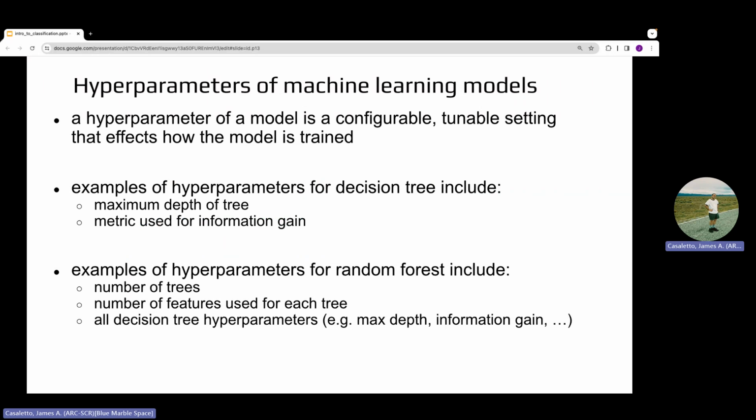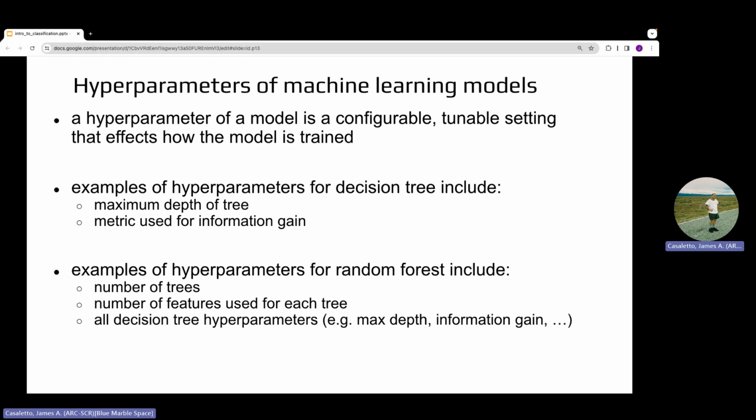A hyperparameter of a model is a configurable parameter that affects how a machine learning algorithm behaves. In the case of the decision tree, one hyperparameter you can define is the maximum depth of the tree. How many levels are there? This guides the decision tree algorithm and tells it not to have levels go deeper than a certain value. This prevents overfitting, which we'll talk about later in this lesson.